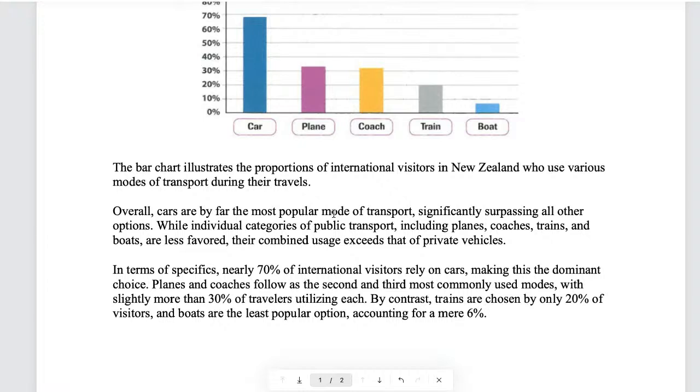Making this the dominant choice. The dominant choice. Do you know how to write dominant? D-O-M-I-N-A-N-T. Dominant.